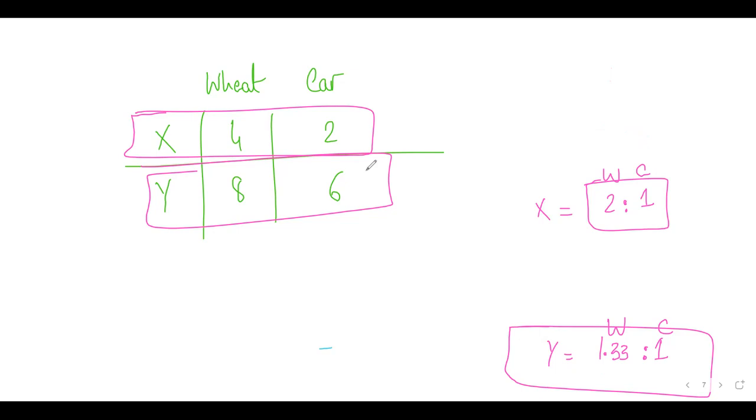Which country has lower opportunity cost for producing cars? Y has comparative advantage in cars. And for the other country, obviously the other country would have comparative advantage in the other good. So X has comparative advantage in wheat and Y has comparative advantage in cars. Great. Is this clear now?